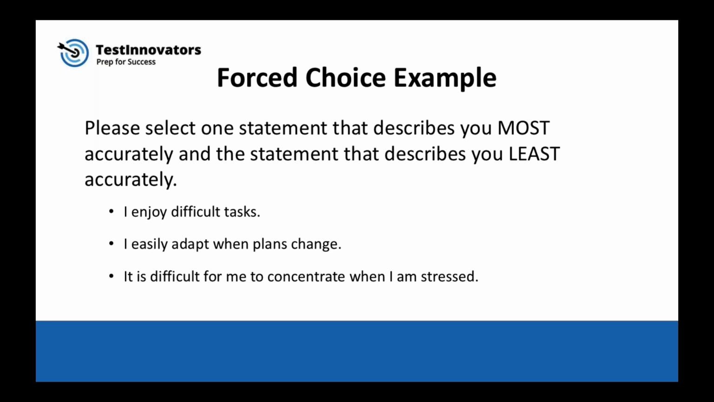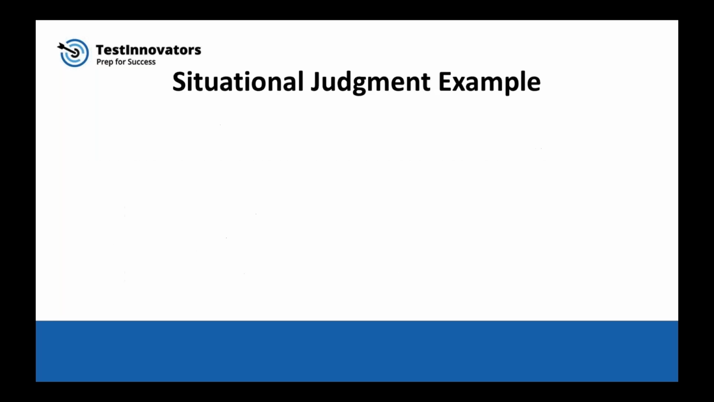So a student would pick one that seems most accurate and one that seems least accurate. And of course, together, all of these forced choice answers that the students give should create a comprehensive picture of where the student is right now in terms of these character skills.